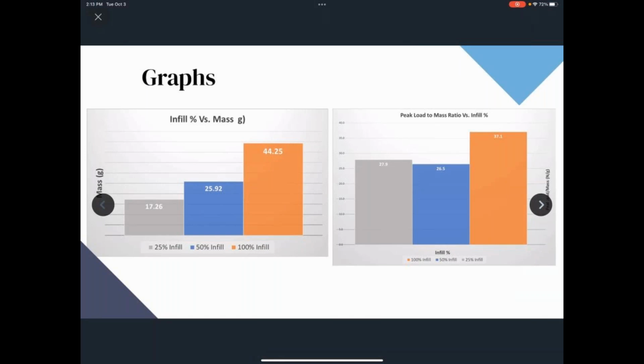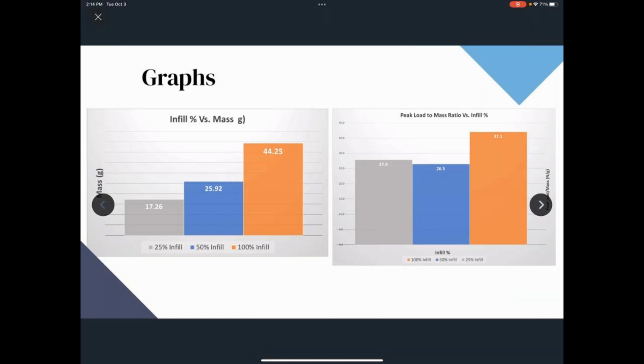Additionally, we created different graphs, for example, the infill percentage versus the mass in grams. And we can see from our graphs that as we increase the infill percentage, the mass increases. Additionally, we created a graph of the peak load to mass ratio versus the infill percentage, and the 100% infill exhibited a higher peak load to mass ratio compared to the 25 and the 50%.